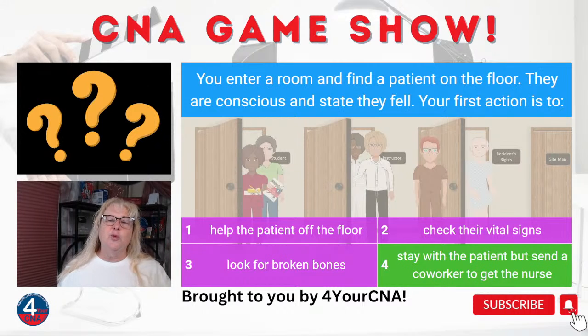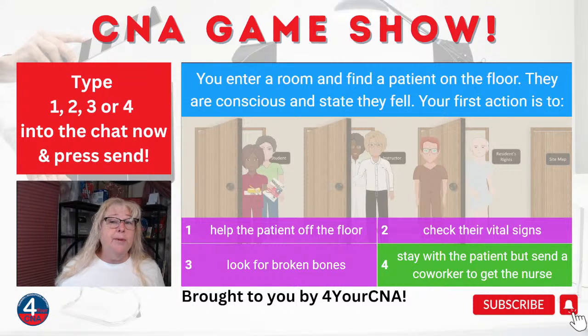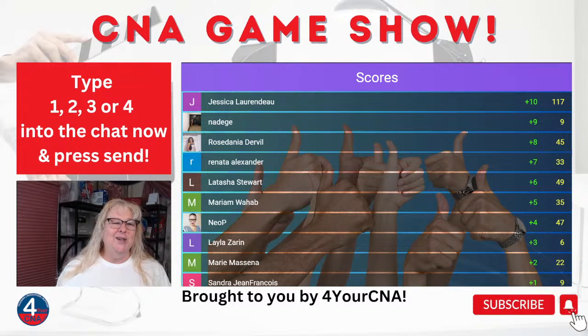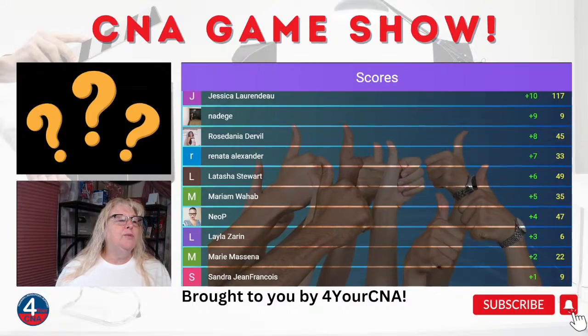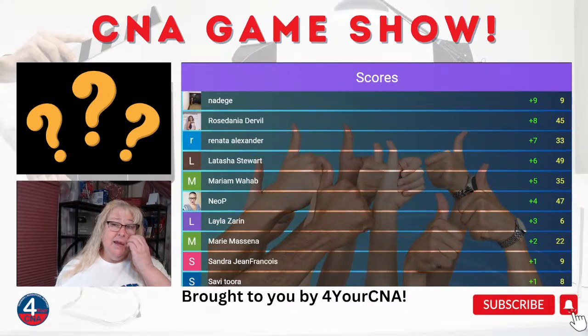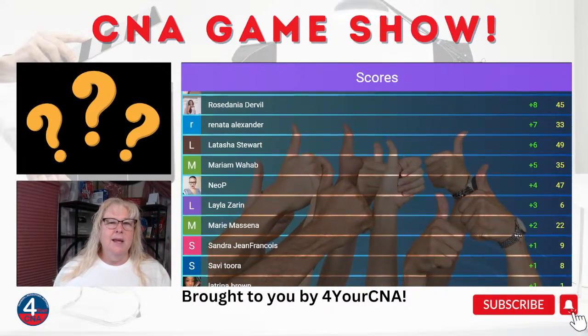So there's other 3 actions we're probably going to take, but only after we get a nurse to take a look at the patient and make sure the patient is safe for those actions to occur. So 4 is your right answer. Jessica came in first on that one, followed by Nadej and Rozdanya. So yeah, that one was kind of hard, wasn't it?